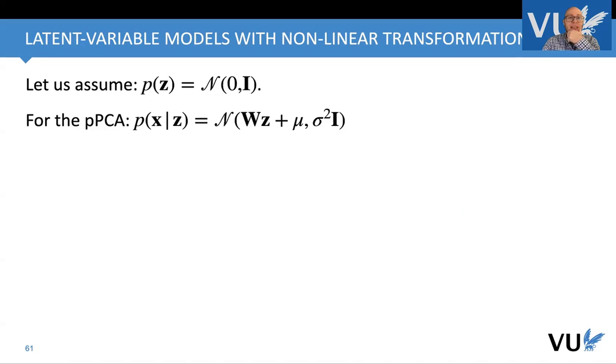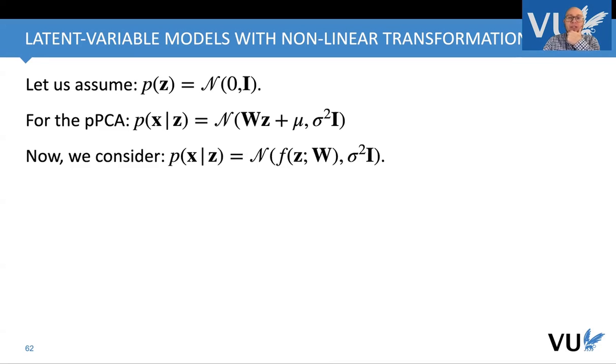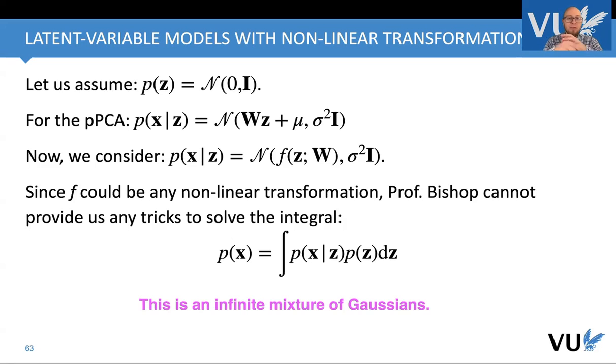So in the past, on previous slides, we had PPCA, we had a linear transformation and everything was analytical. Now we will consider a nonlinear transformation. So we will assume that for given z, we get x by applying some, for instance, neural network, all right? And since f could be any nonlinear transformation, right now Professor Bishop cannot simply give us some trick to calculate this integral. Why? Because now this nonlinearity spoils everything in some sense, right?